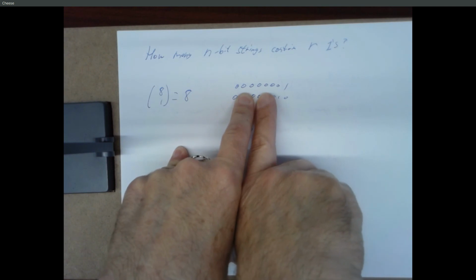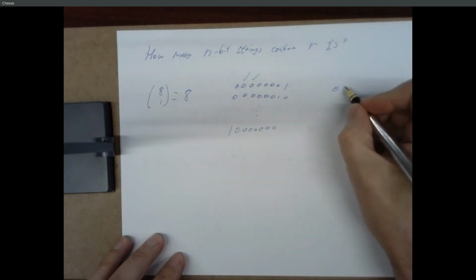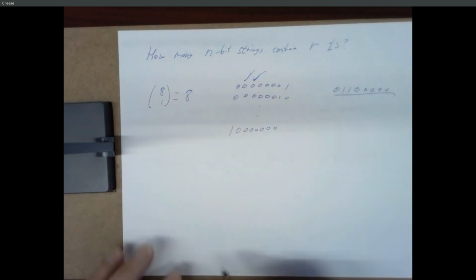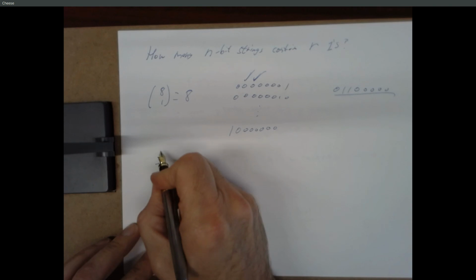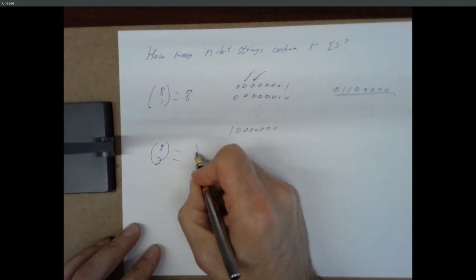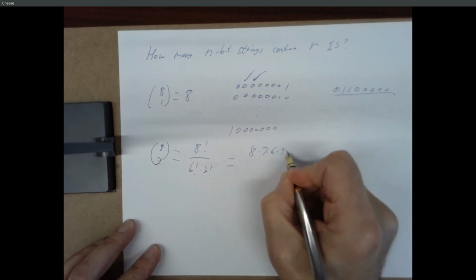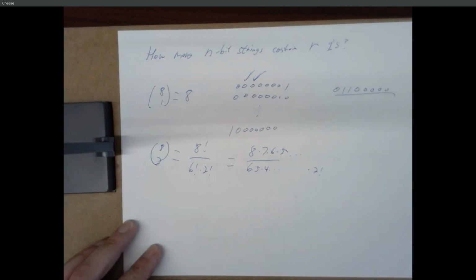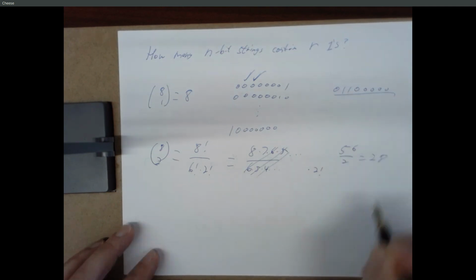And the order in which we choose them doesn't matter. If I choose this position and then that position, that corresponds to this number. If I choose this position first and then that position, that corresponds to the same number. So the order in which I choose these 2 positions does not matter. So I'm looking at combinations, the number of ways that I can choose 2 things out of 8. So that's 8 factorial over 6 factorial times 2 factorial. And so all of this stuff cancels, and so that's 56 over 2, so that's 28.